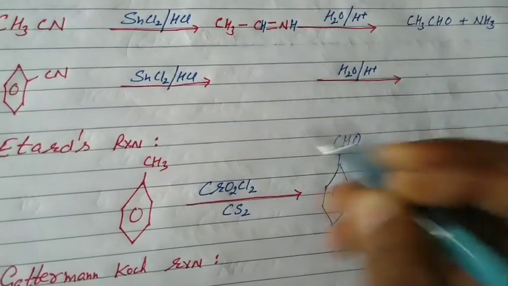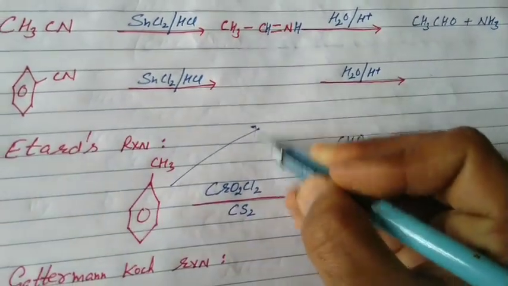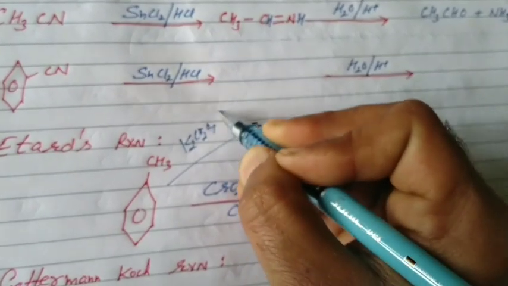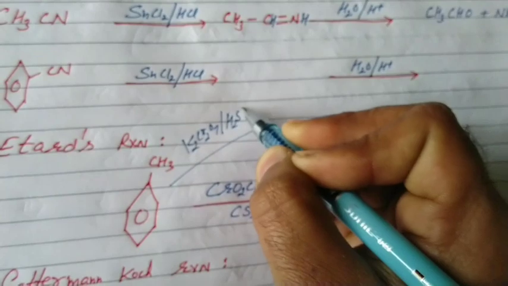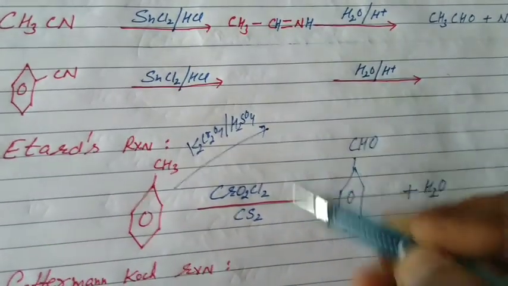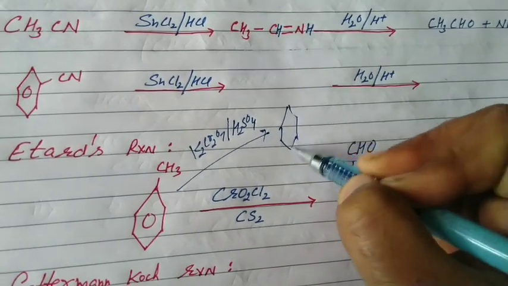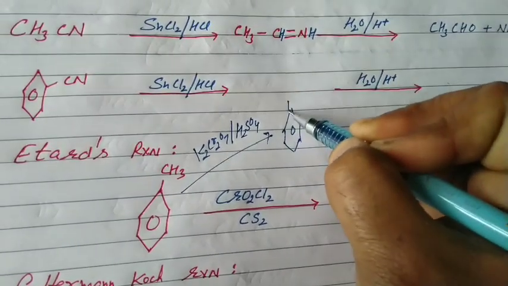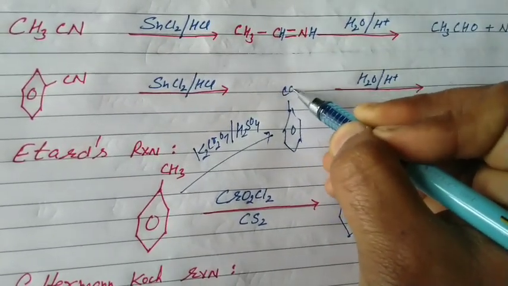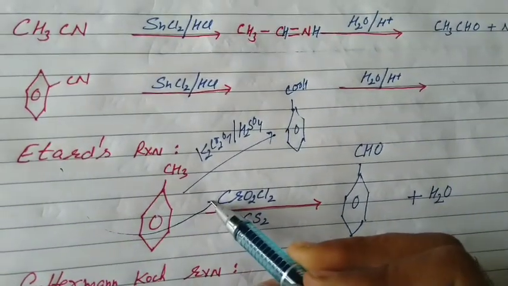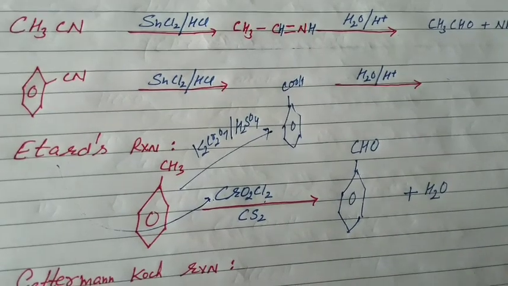But if we use acidified potassium dichromate, K2Cr2O7, again there is oxidation of the alkyl side chain, complete oxidation. It is also called benzylic oxidation. And you know, now the product is benzoic acid. The carbon atom linked with benzene, the benzylic carbon, is oxidized to acid. But it is Etard's reaction when we use chromyl chloride as the oxidizing agent, and it gives benzaldehyde.